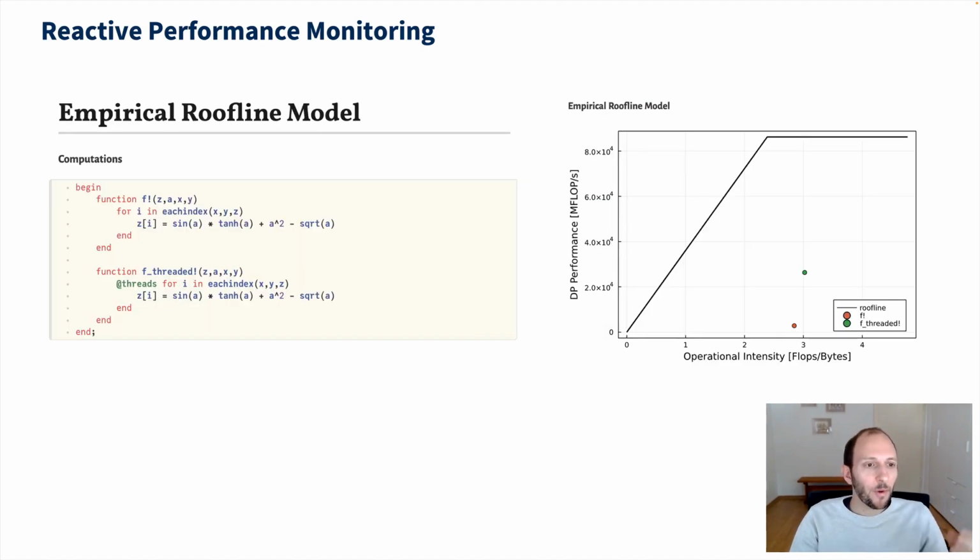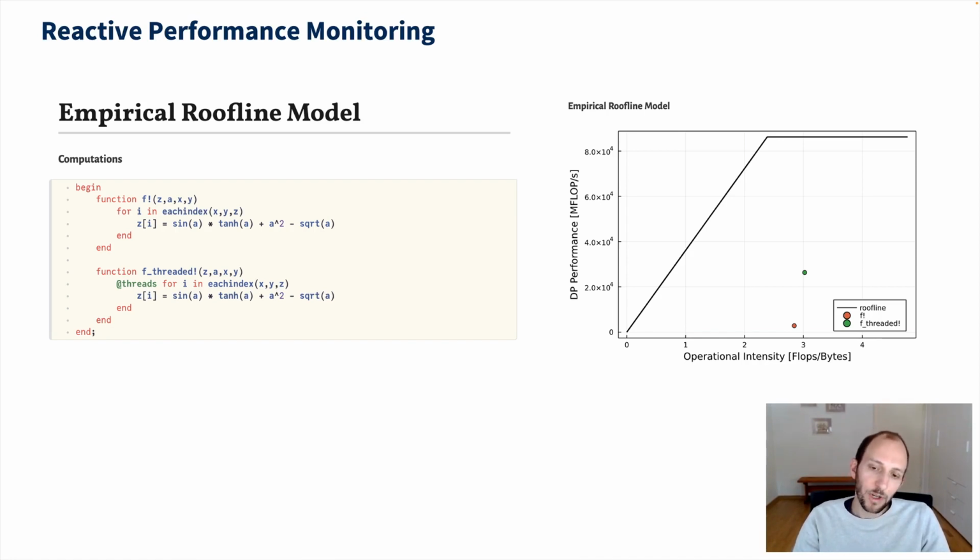Another example, which I won't go into as much detail, is reactive performance monitoring in a sense of creating an empirical roofline model. So what is a roofline model? The roofline model is a very simple performance model, which essentially always looks like the plot on the right. So you have that black line, which is the roofline, which indicates in one way or another the maximal achievable double precision performance of your system.